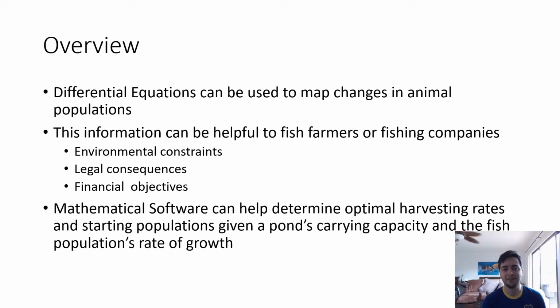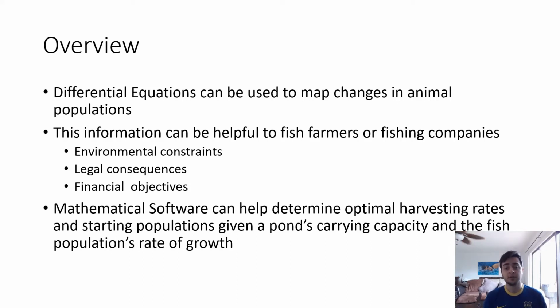The specific application I'd like to discuss is that of modeling animal populations. This information is very important to those in the fishing industry, as fish farmers and fishing corporations all the time have to determine how many fish they'd like to harvest. This is highly influenced by environmental concerns, as overfishing could cause a lot of damage to an ecosystem. There are legal consequences for overfishing certain species, so they might want to limit exactly how many fish they harvest in a year. And there are also financial objectives, which are the most important concerns for us today in our model, as overfishing in 1 year could damage population growth in the future and thus reduce the amount of harvestable fish.